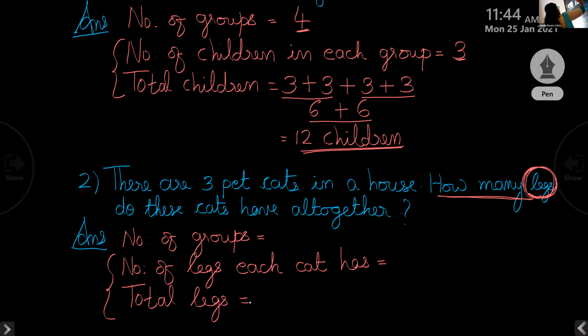Dulkafil, tell me the second statement. Don't tell me about the groups now. Second one, number of legs each cat has. 4. Good. Number of legs each cat has 4. So which number should come as groups? Any number is given in the question?